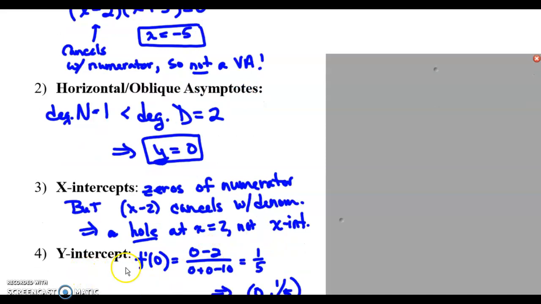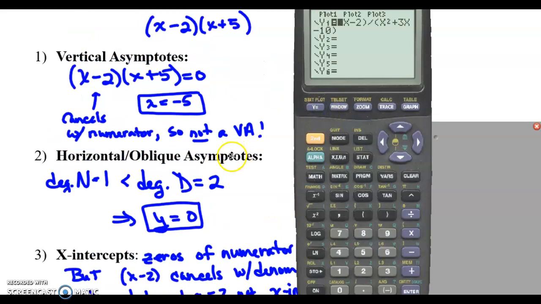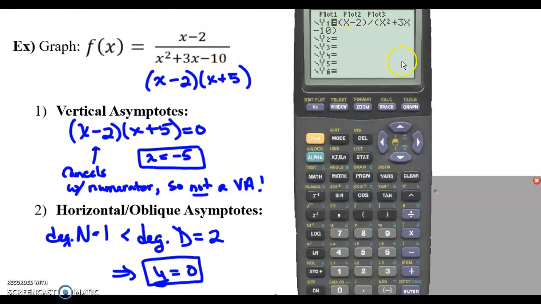Last thing, I'd want to maybe try to get a y-intercept. So if you plug in zeros for your x's, you get 1/5 when you reduce. All right, so let's put this in our calculator and see. So I've put the original function here in my y equals. Remember, you put parentheses around those so that it graphs correctly. And I'm going to look at the standard window.